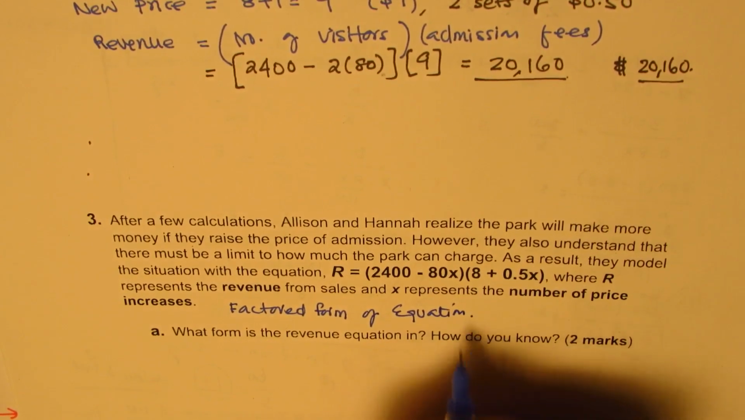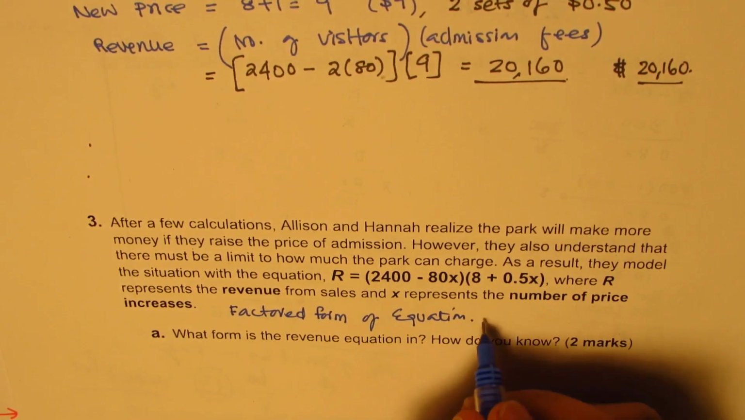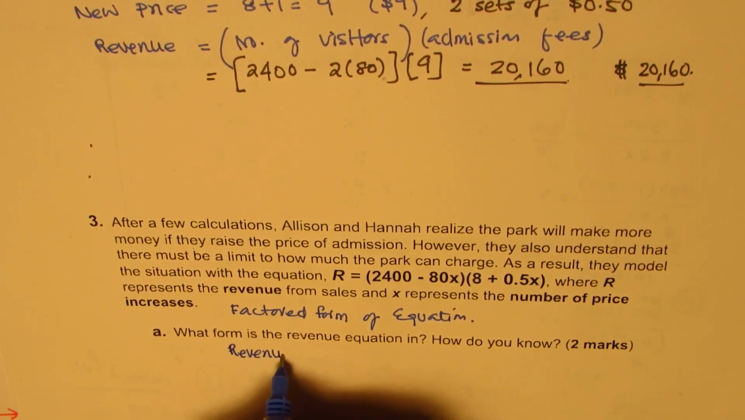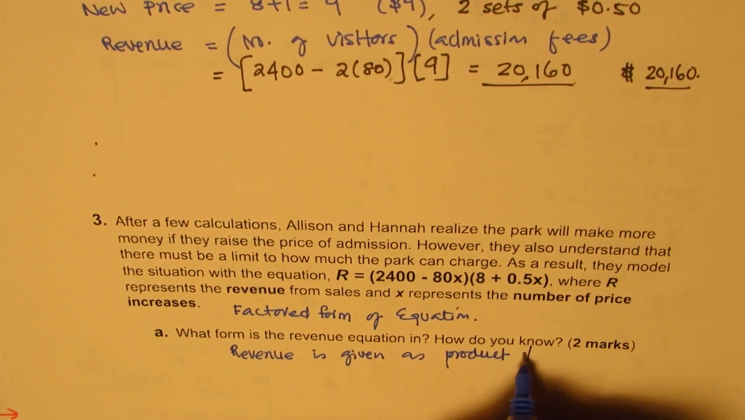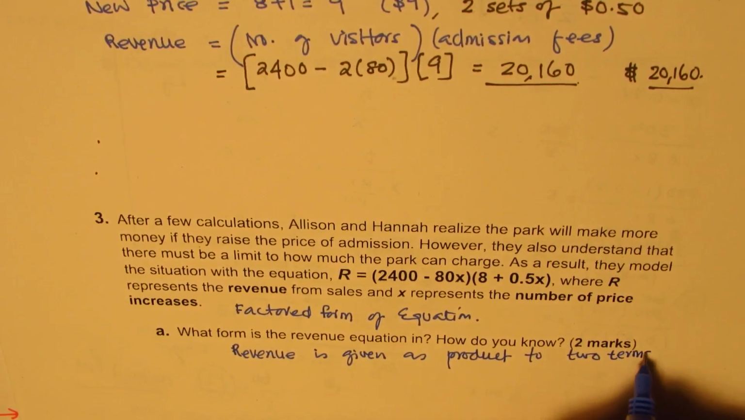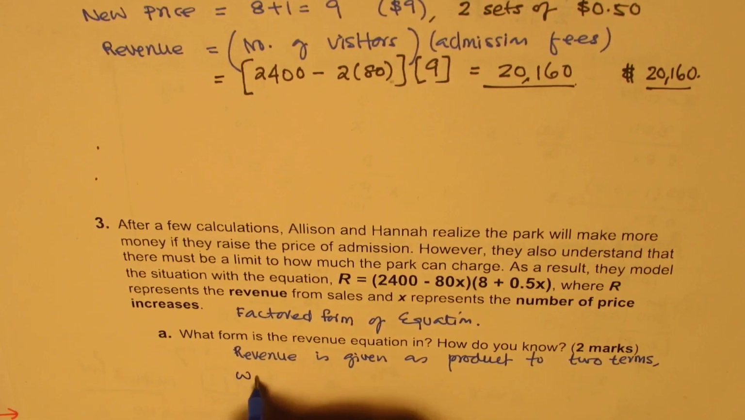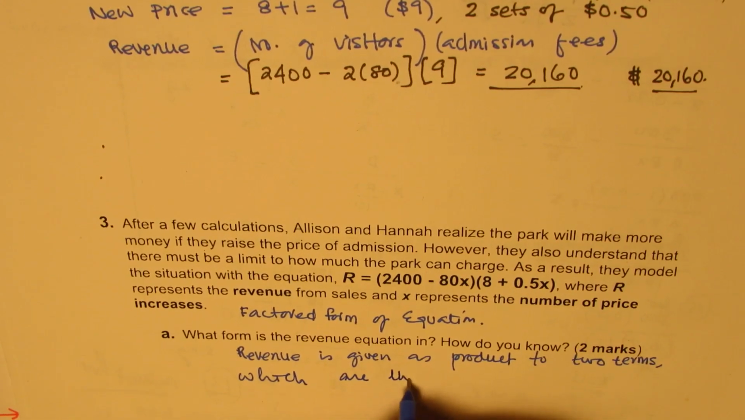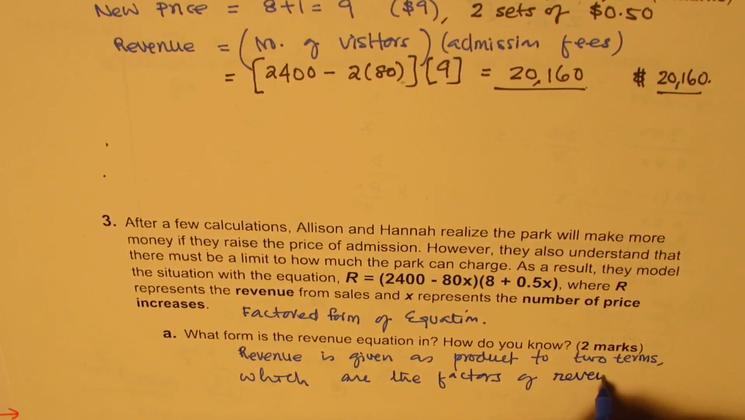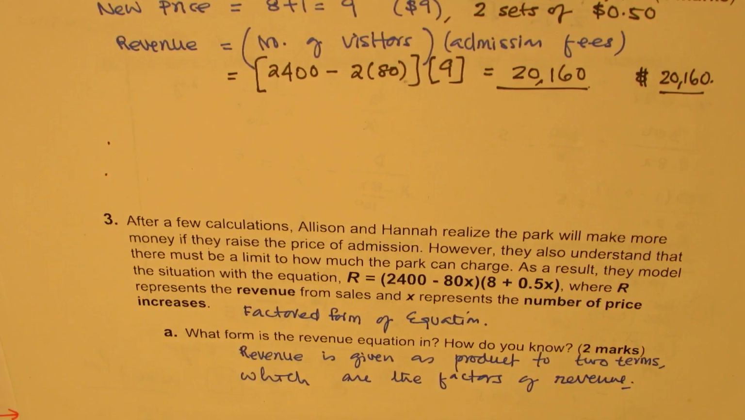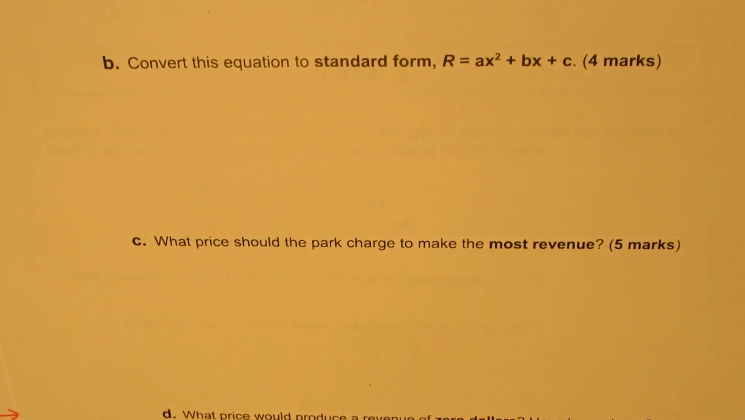of an equation. It says, how do you know it? We are giving revenue as a product of two terms. So we have, let's write here, revenue is given as a product of two terms, correct? Which are the factors of revenue, right, in this particular polynomial expression, correct? Okay, so this part is clear. Let's move on and see what is the next question for us.